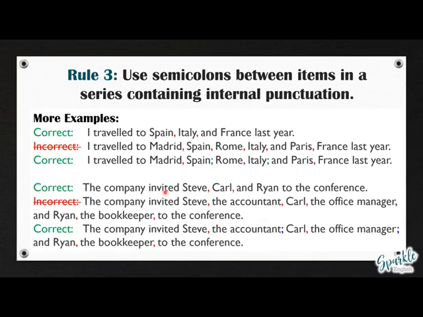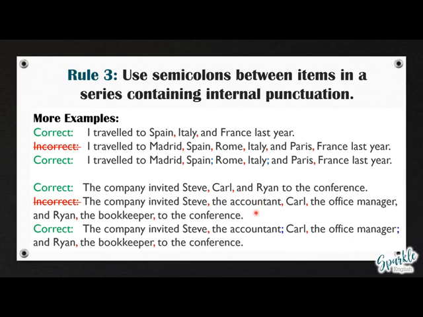The company invited Steve, Carl, and Ryan to the conference. This would be correct because this is clearly 3 different people, Steve, Carl, and Ryan. But what if we had a more complicated list that already had punctuation, it already had commas, and we wanted to give more information about the people in the list? The company invited Steve, the accountant, Carl, the office manager, and Ryan, the bookkeeper, to the conference.